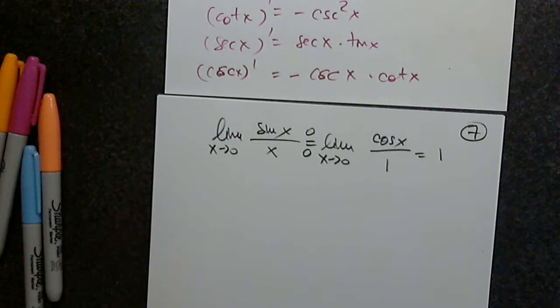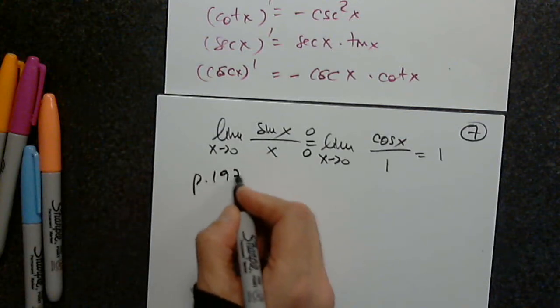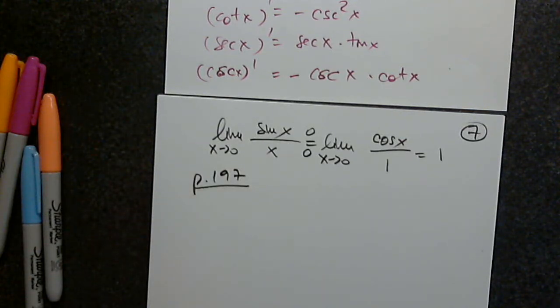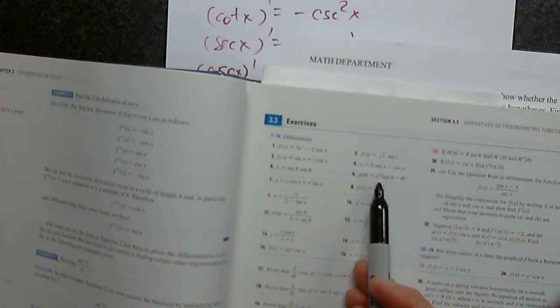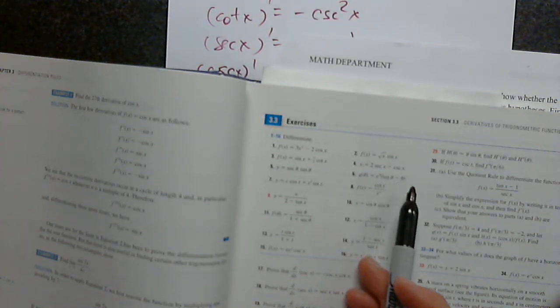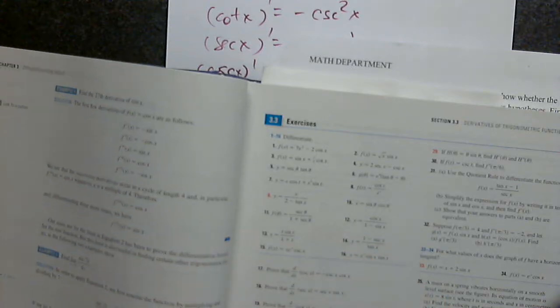So let's look on page 197. I'll let you choose any problem from 1 through 16, and then we'll look at other types. Any problem? We want to look at 6. So e to theta, tangent theta minus theta. Okay? Very good.